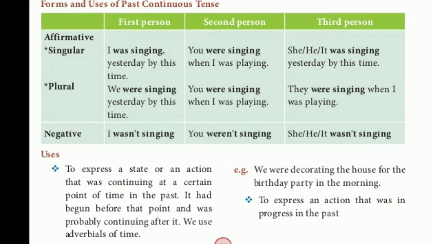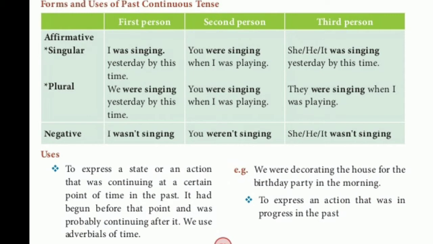Now forms and uses of past continuous tense. It was continuing to happen in the past. You have first person, second person, third person. Affirmative singular, I was singing yesterday by this time. Second person, you were singing when I was playing. Third person, she or he or it was singing yesterday by this time. Plural form, we were singing yesterday by this time. Second person, you were singing when I was playing. They were singing when I was playing.